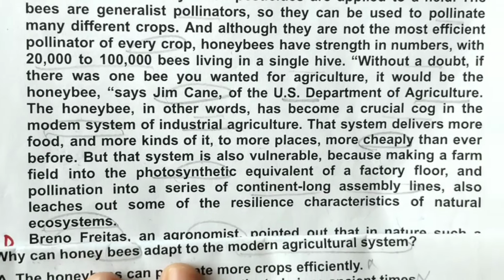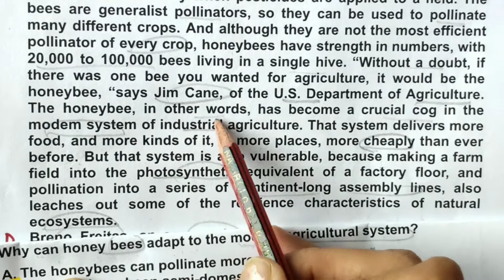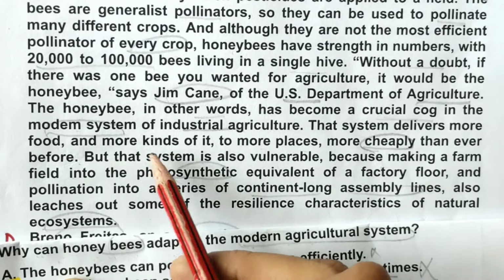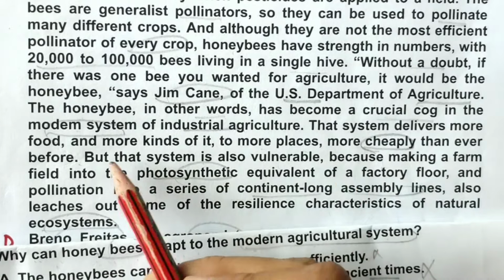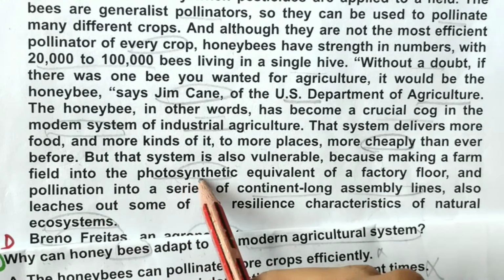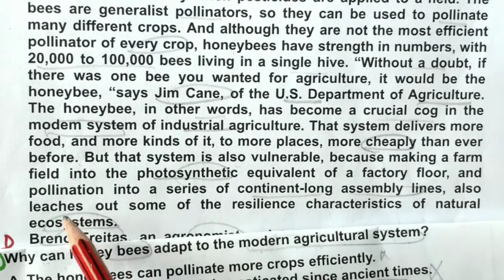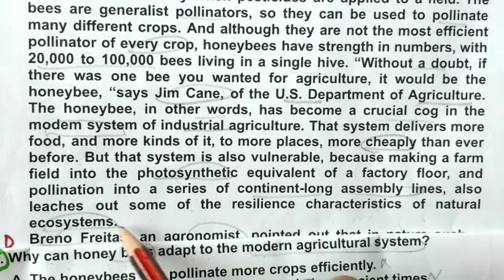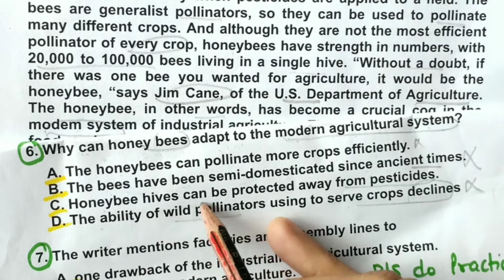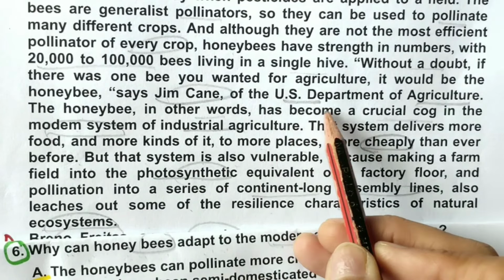So let's finish this paragraph C again. The honeybee, in other words, has become a crucial cog in the modern system. This system delivers more food, more kinds of it, and to more places more cheaply than ever before. But the system is also vulnerable because making a farm field into the photosynthesis equivalent of a factory floor, and pollination into a service, leaches out some of the resilience characteristic of a natural ecosystem. So nothing is given about declines actually. Honeybees can be protected away from pesticides. See this, it is given like that.